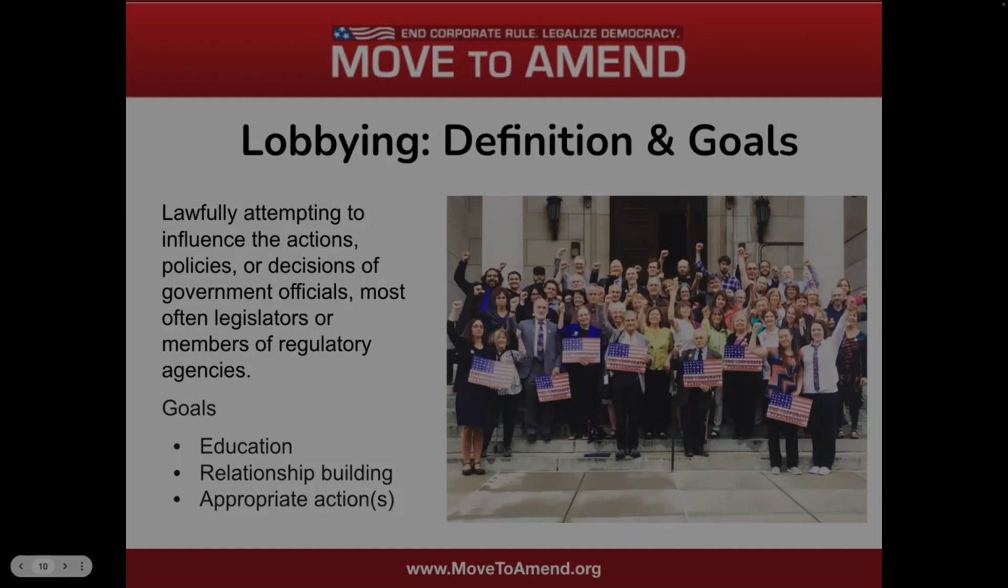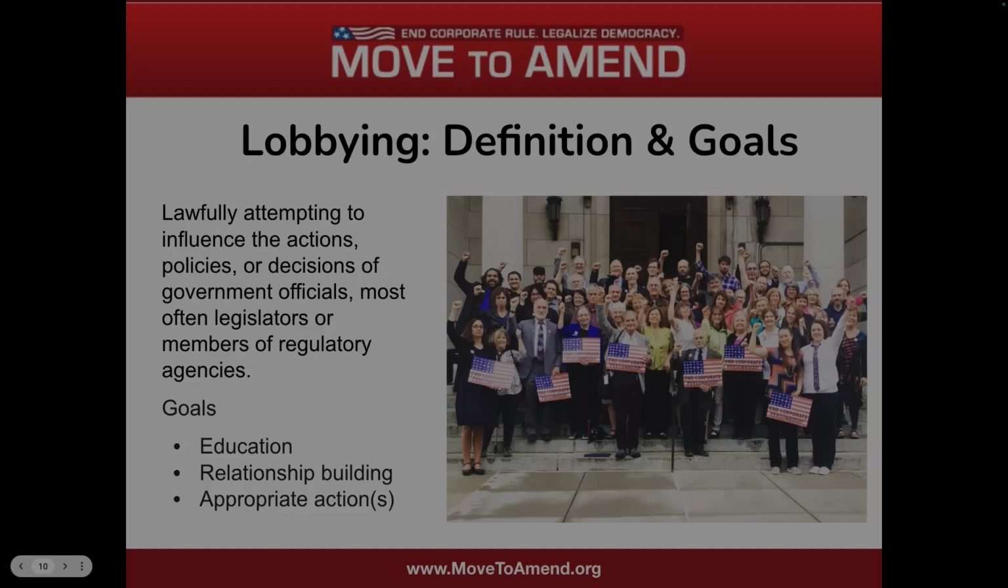So lobbying is to lawfully attempt to influence the actions, the policies, or the decisions of government officials, most often legislators or members of regulatory agencies. And the goal of lobbying is to educate the representative, create a relationship, and, when adequate, ask them to take action. And this is what we're trying to do. We're trying to build that political will for the representatives to take action and support the We the People amendment.